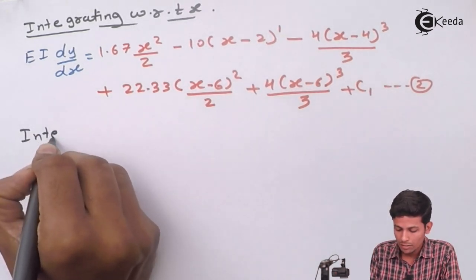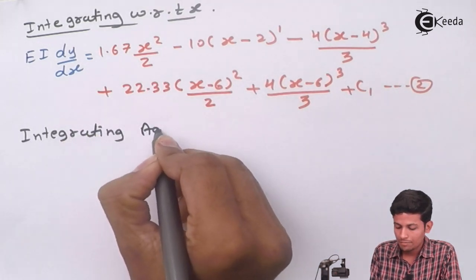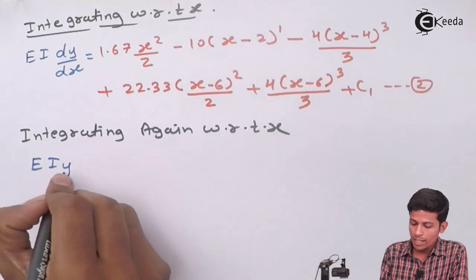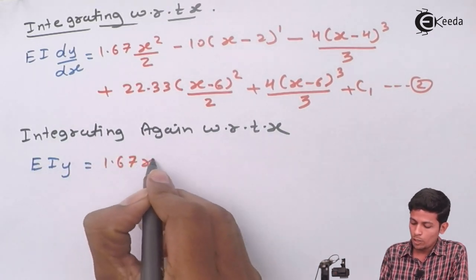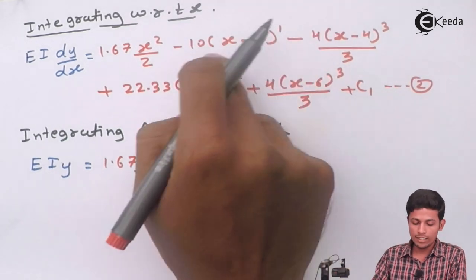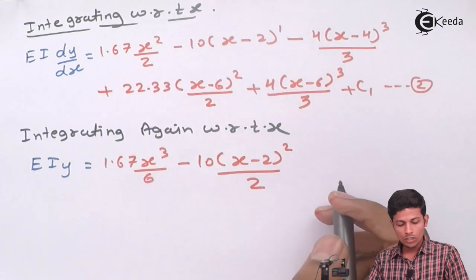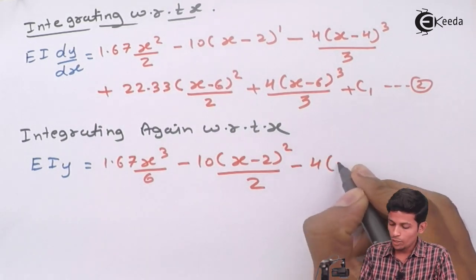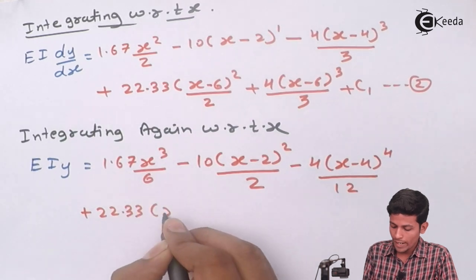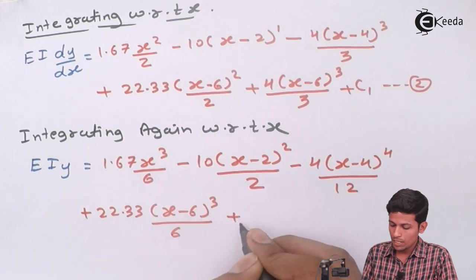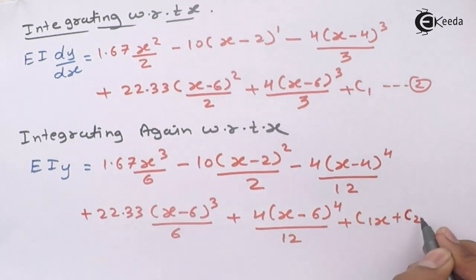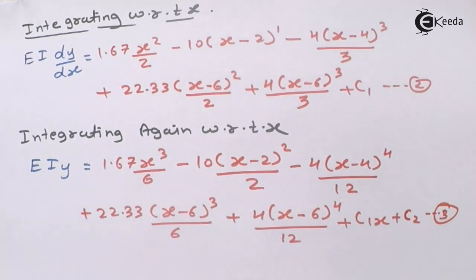After that, integrating again with respect to x, what will come over here? EIy is equal to 1.67 into x raised to 3 upon 6, minus 10 into (x minus 2) raised to 2 upon 2, minus 4 into (x minus 4) raised to 4 upon 12, plus 22.33 into (x minus 6) raised to 3 upon 6, plus 4 into (x minus 6) raised to 4 upon 12, plus c1x plus c2. This is equation number 3.